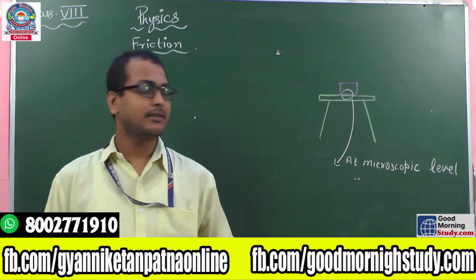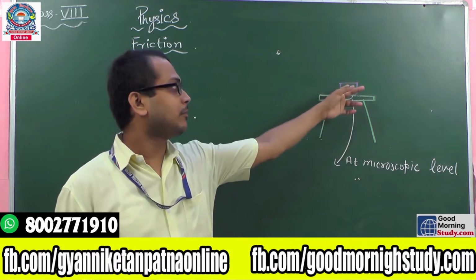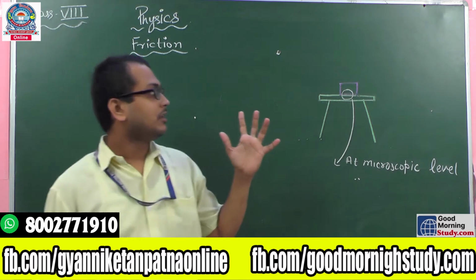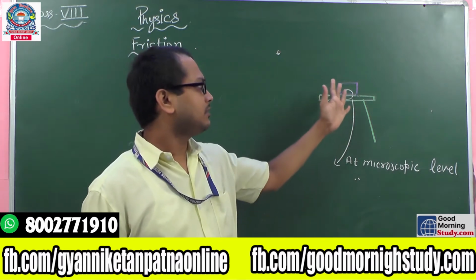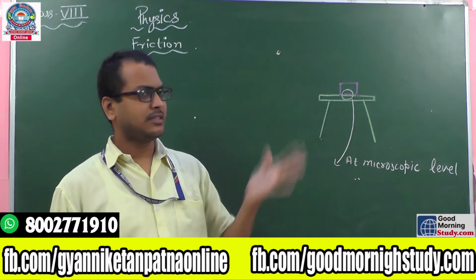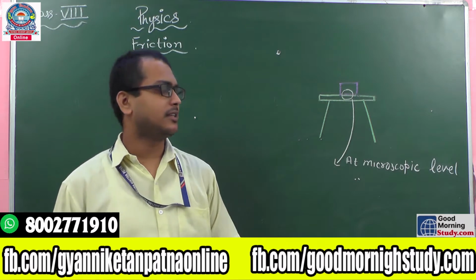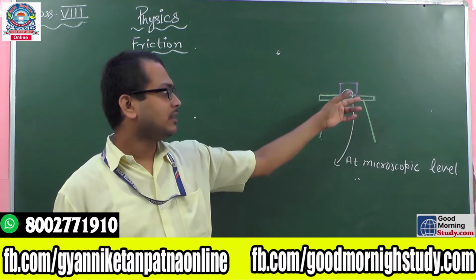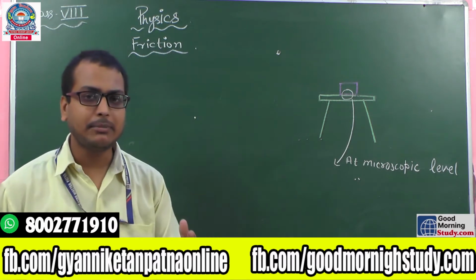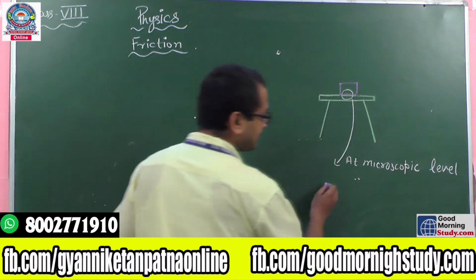We will discuss that here. We consider a small block kept on a table. If you look at it, you will see nothing special: both surfaces are plane and are in contact with each other. But whenever you look at the contact surface at the microscopic level, what will you observe? You will observe that this will happen.